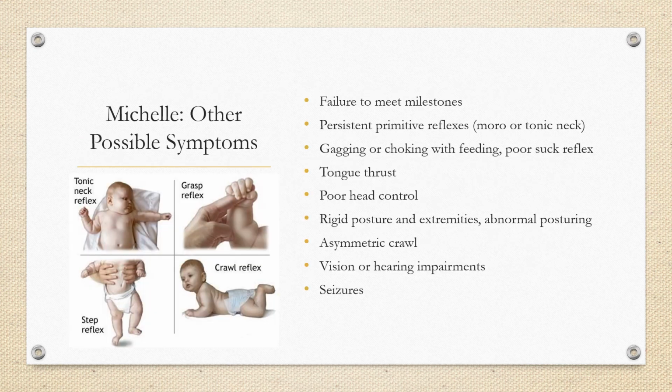So Michelle, look, we have other symptoms here, and we're going to discuss them as we go along. I have an illustration for you here. Failure to meet milestones, that's a big one. Persistent primitive reflexes, gagging or choking with feeding, poor suck reflex because we have poor head control. Tongue thrust, which also contributes to the inability to feed. Poor head control, rigid posture and extremities, abnormal posturing, asymmetric crawl, vision or hearing impairments, and seizures.